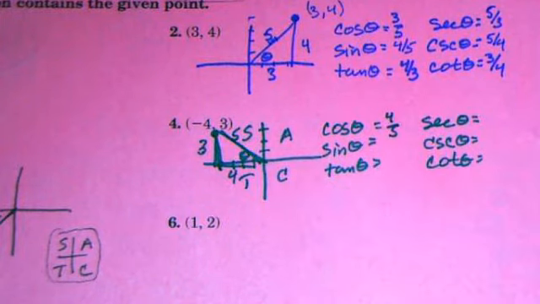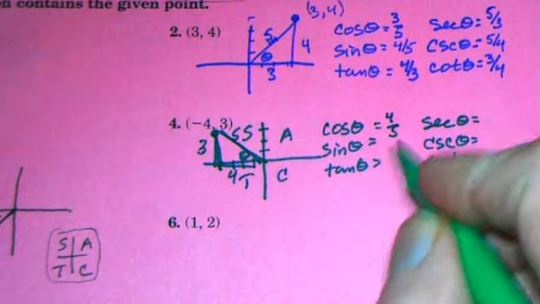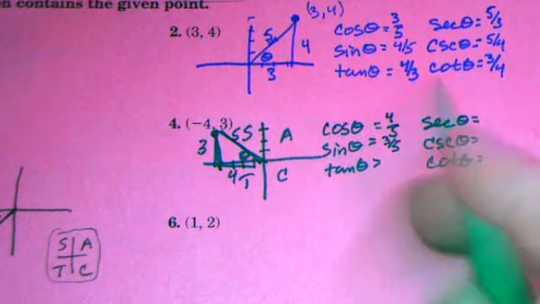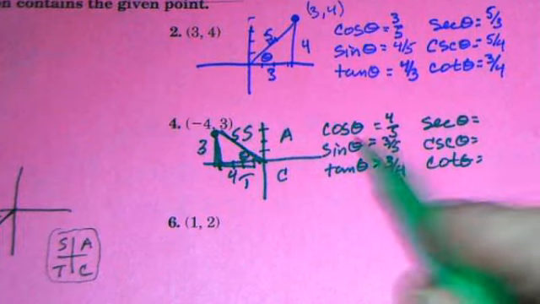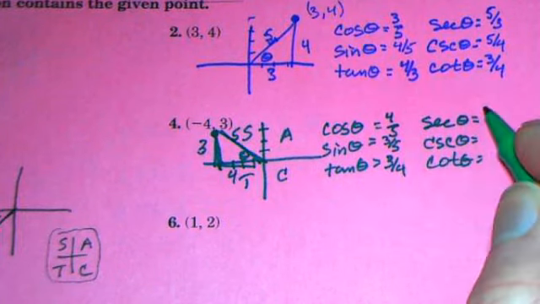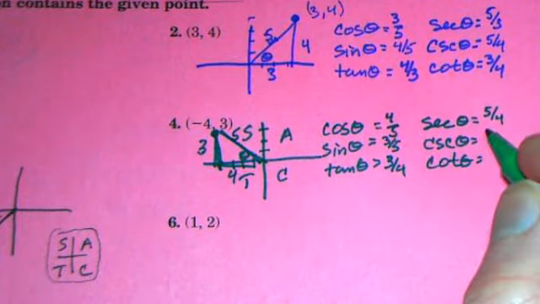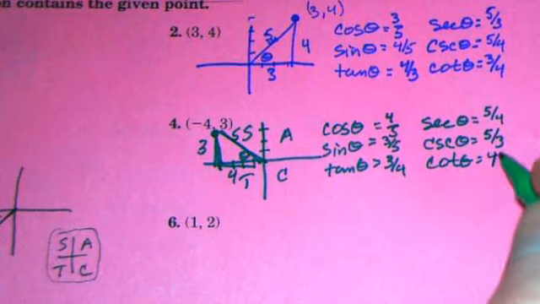I'll worry about the positives and negatives after we get done. Sine is opposite over hypotenuse, that's 3 over 5. Tangent is opposite over adjacent, that's 3 over 4. Secant is cosine inverted, which is 5 over 4. Cosecant is sine inverted, which is 5 over 3. And cotangent is going to be 4 over 3.